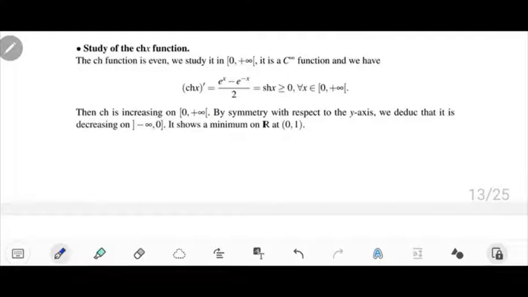Let's study now the function ch. The derivative of ch x is equal to (e^x minus e^(-x)) over 2, so it's sh x, which is positive for all x between 0 and plus infinity. So we also do the study on 0 to plus infinity because ch is even, and then ch is increasing, and by symmetry we can deduce that it's decreasing on minus infinity to 0 because it will be symmetric with respect to the y-axis. Then it will have a minimum where the derivative is equal to 0, which is the point x equals 0. And the image of this point is 1, so it has a minimum at (0, 1).